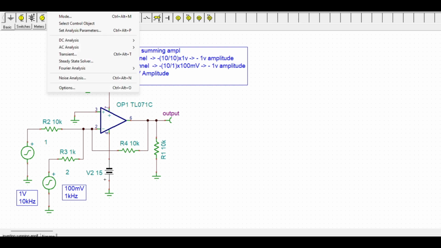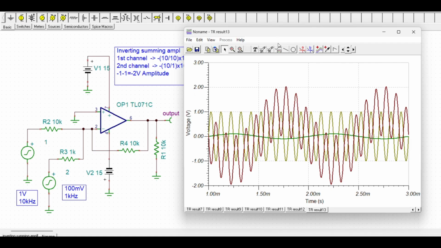Now if you simulate this, the yellow graph is the first channel, the green graph is the second channel. The green graph has an amplitude of 100 millivolts, that's why it is a bit below. The red graph is the output. The red graph has an amplitude of 2 volts, so it starts from 0 and reaches up to 2. This red graph is a combination of the two input graphs.